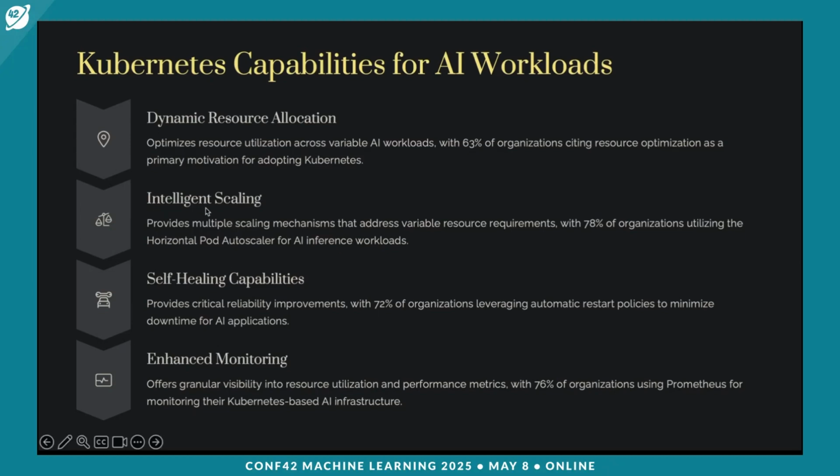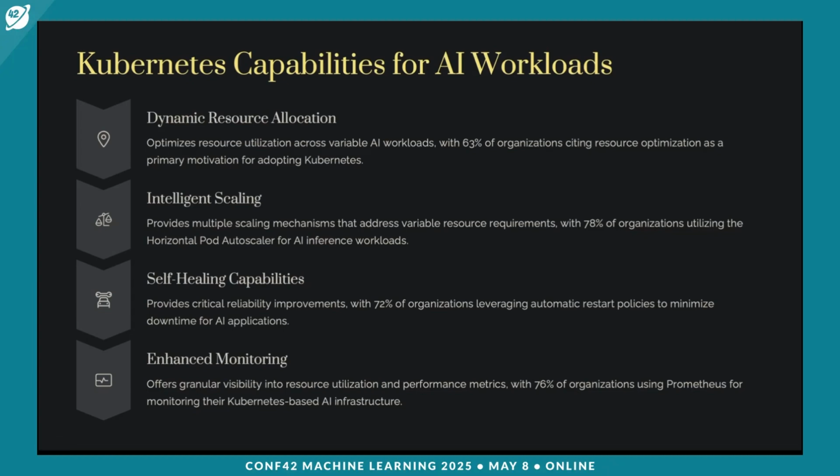Intelligent scaling. Kubernetes provides multiple scaling mechanisms that address variable resource requirements. The horizontal pod autoscaler and vertical pod autoscaler, augmented with custom metrics such as GPU memory pressure or queue depth, allow training and inference pods to scale up and down in real time. With such scaling, 78% of the organizations are looking to adopt Kubernetes.